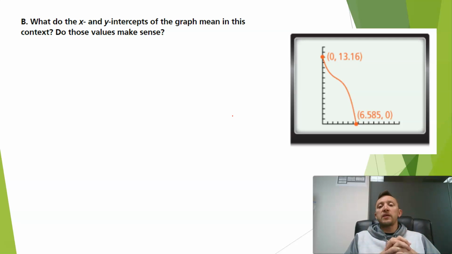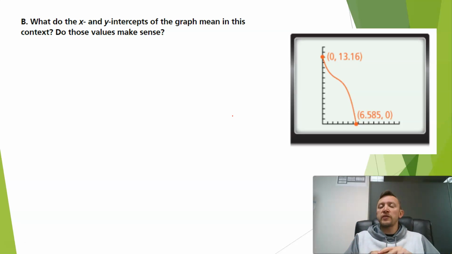Now, what does that mean in the context of the problem, and does that make sense? So remember, x represents the amount of vinegar. So according to this graph, let's start with the y-intercept. The y-intercept wouldn't make sense, because the y-intercept would mean that with 0 amount of vinegar, so if you didn't put any vinegar in the balloon, it would take 13.16 seconds to inflate. Okay, that's not going to happen.